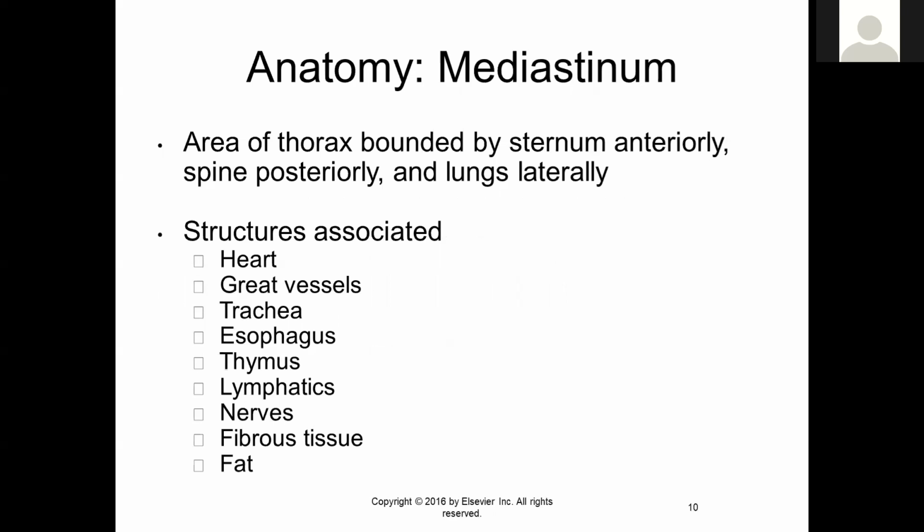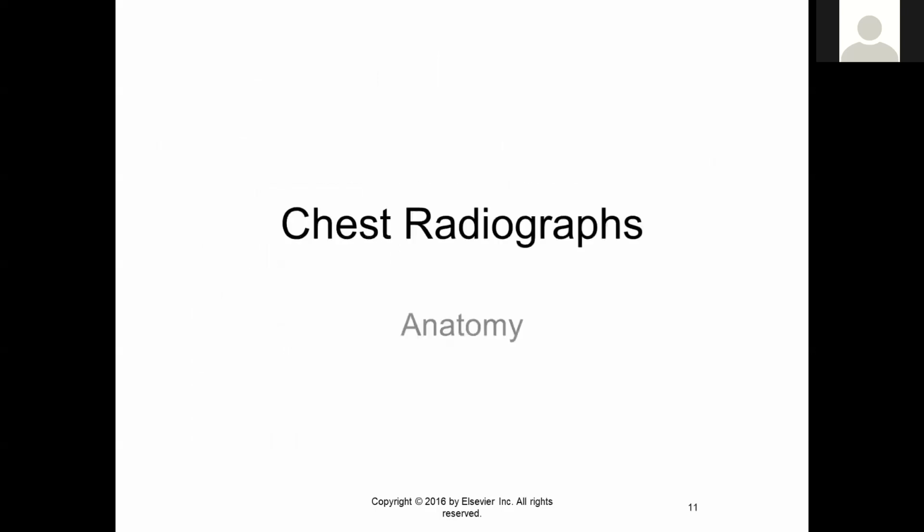Within the mediastinum, this is a space formed by the sternum, the spine, and the lungs. Everything is boxed in there. We have the heart, the great blood vessels, the trachea, the esophagus, the thymus gland, part of the lymphatic system, plenty of nerves, fibrous tissue, and fat.